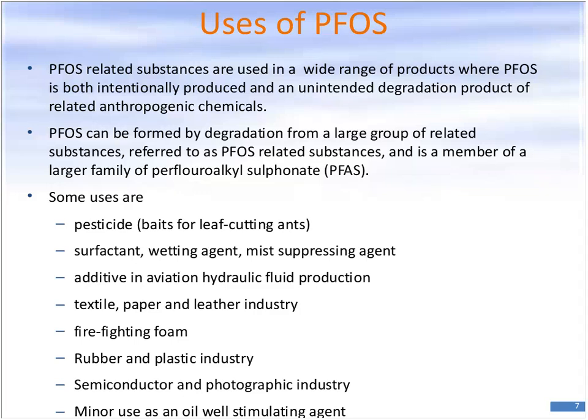PFOS can be formed by degradation from large groups of related substances, which in this guidance, as well as in the guidance to make inventory, is referred to as PFOS-related substances, and is, as I said before, a member of a larger family. Some of the uses of PFOS are mentioned here in this slide. I will highlight some of them, like pesticides for certain bait for leaf-cutting ants, firefighting foams, for example, and the semiconductor and photographic industry.